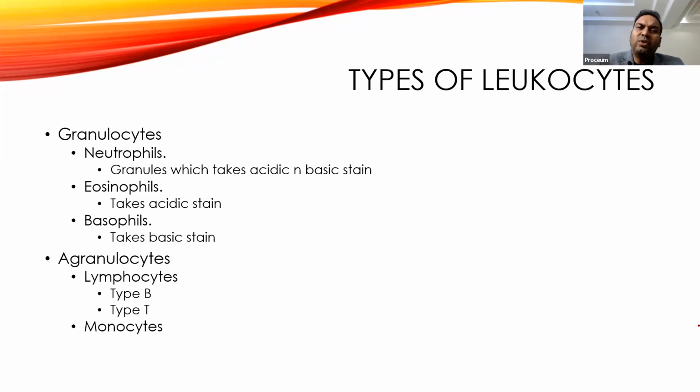Then coming to the monocytes. Monocytes are one of the largest cells present in the blood, and they contain one big nucleus along with abundant cytoplasm.